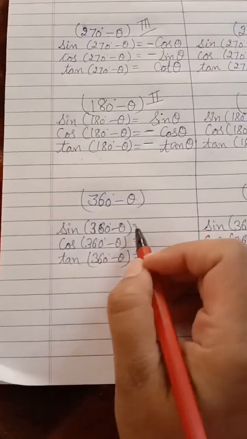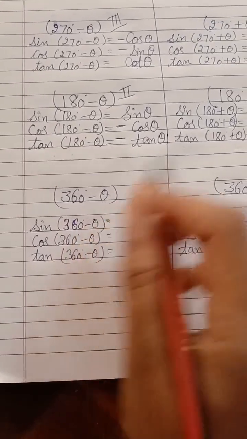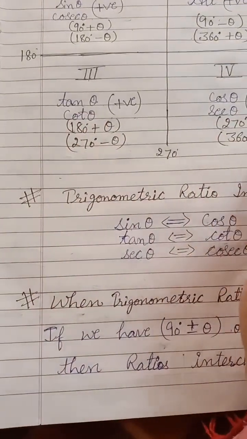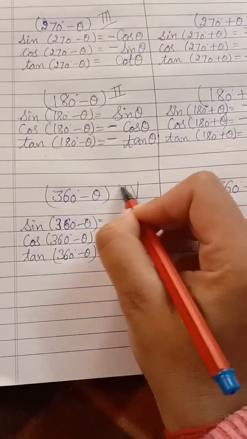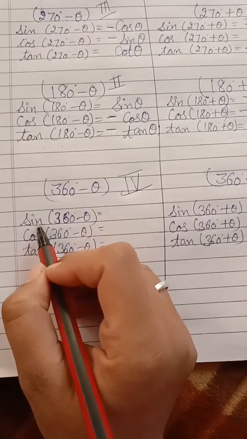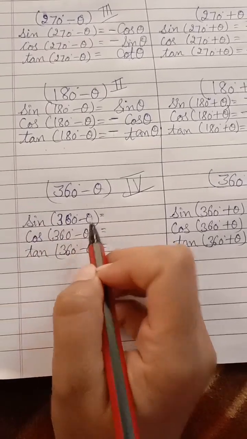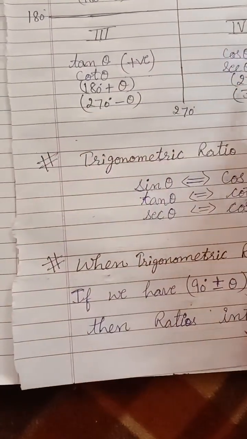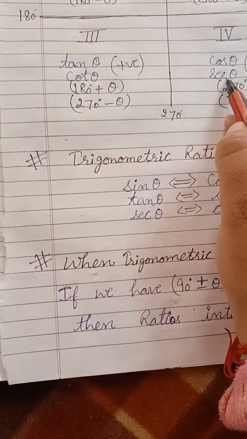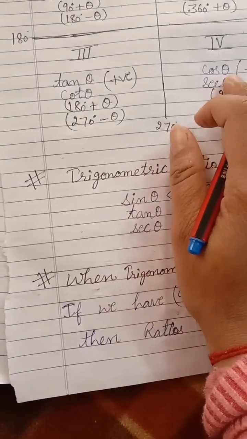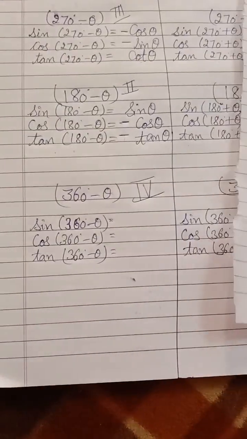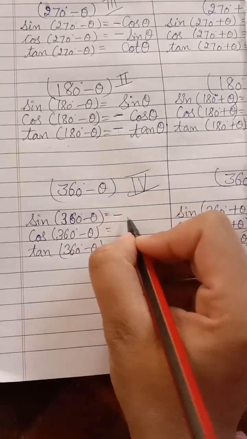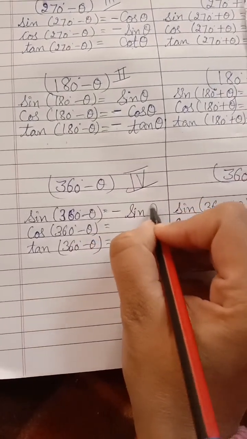Now come to this angle, 360° minus θ. 360° − θ is considered in the fourth quadrant. So write down here fourth. Let us find the value of sin(360° − θ). In the fourth quadrant cos θ and sec θ will be positive and others will be negative. So it means sin θ will be negative in this quadrant. So write down here negative sin θ.